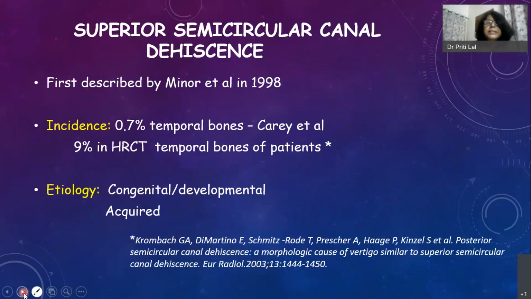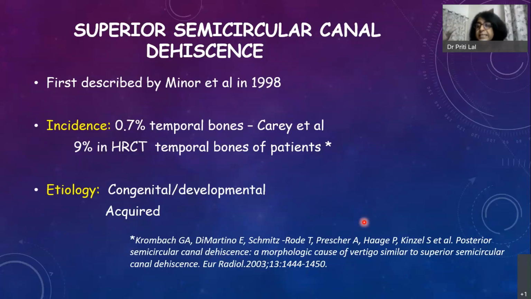So beginning with the superior semicircular canal dehiscence, this condition was first described by Lloyd Minor in 1998. Carey et al. had done a study on the temporal bones of asymptomatic individuals and found that 0.7% of these temporal bones exhibited a superior semicircular canal dehiscence. And Krombach et al., in his study on the HRCT temporal bones of patients who had reported with unrelated symptoms, found that 9% of them showed a superior semicircular canal dehiscence.